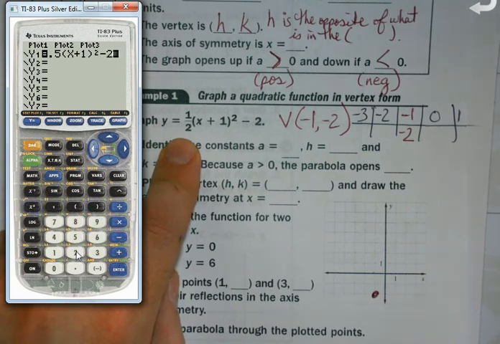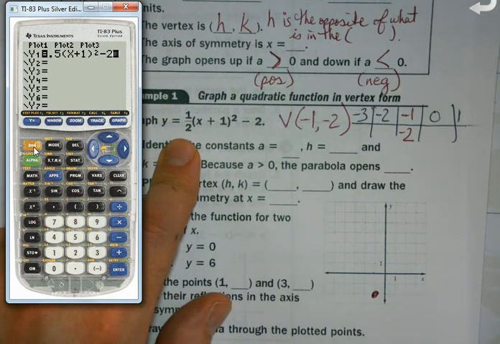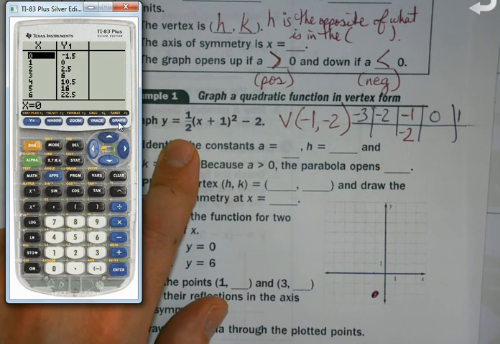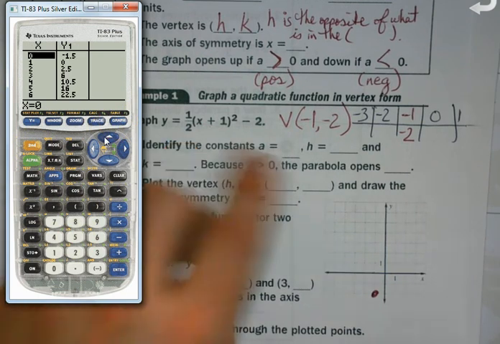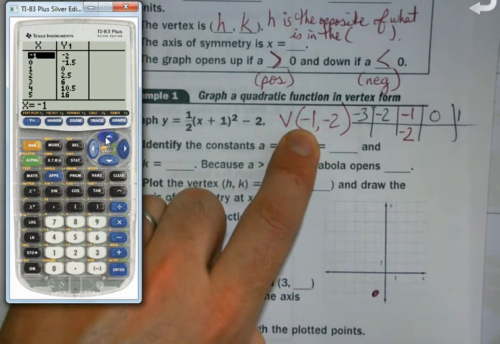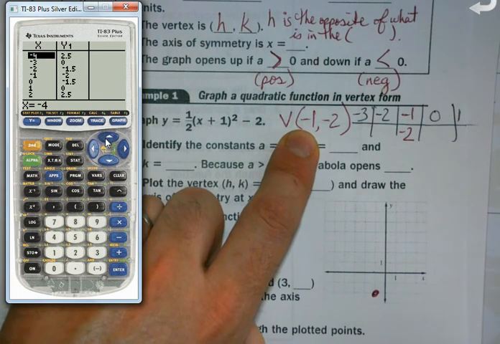So that's my 1/2 x plus 1 squared minus 2. I still got to be careful when I type it in. But just like we've been doing the last 3 days, to do the table now, I just do second and graph, which gets me my table. And that negative 1, my x value in my vertex, is what I want in the middle of my screen.